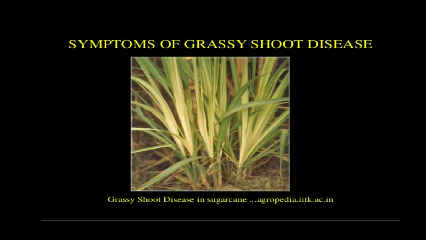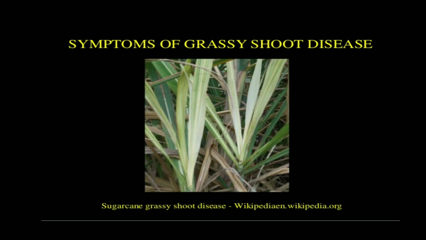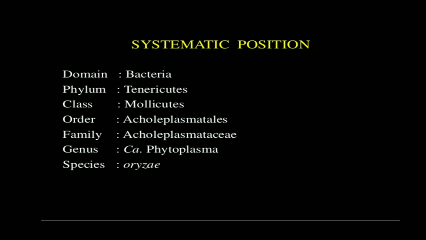It's clearly visible how you can identify it by observing the color of the leaves. Here you can see a complete white or pale yellow color of the leaves, right? So in this way you can identify it. Here also, there is a complete white color of the sugarcane leaves, right? So in this way you can identify the symptoms of the grassy shoot disease.